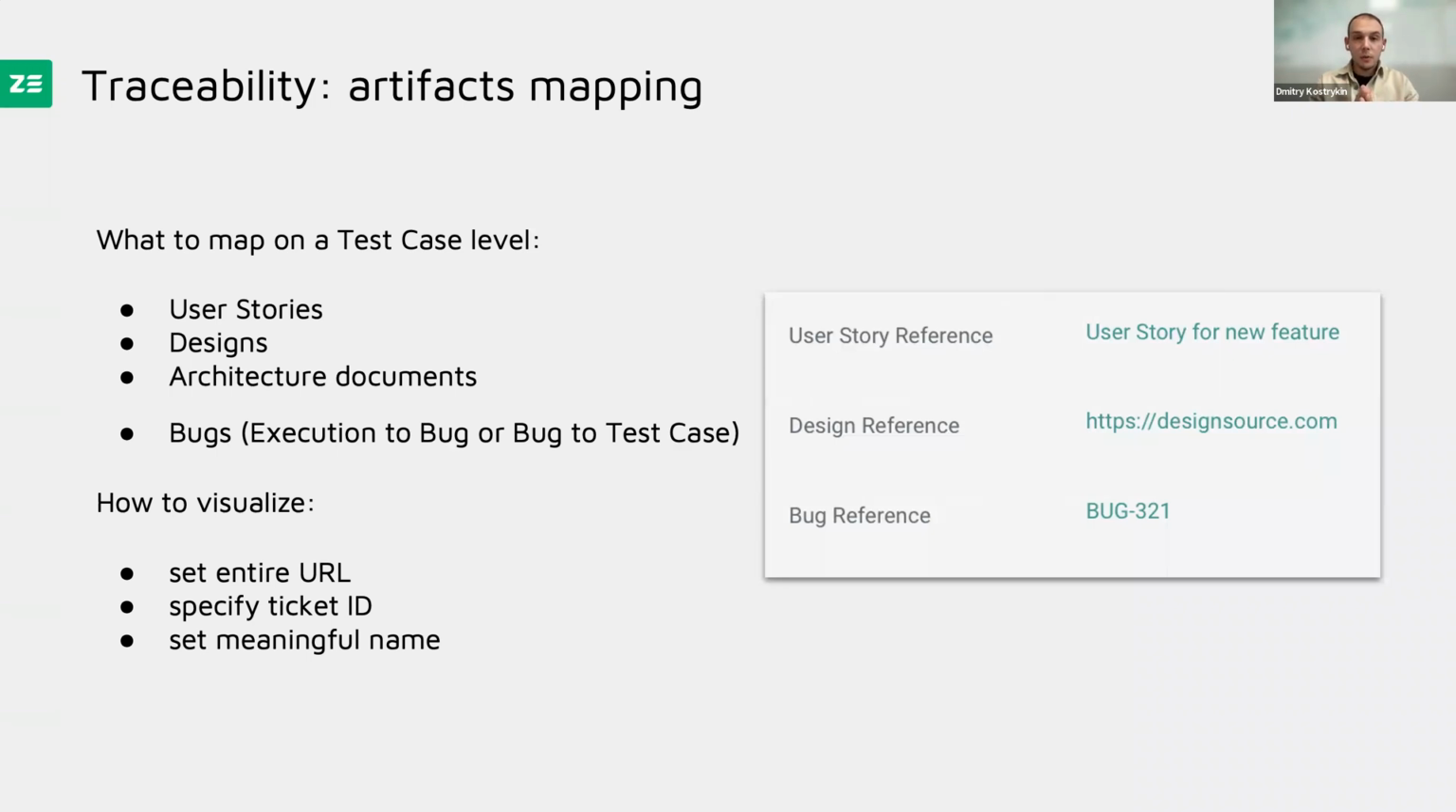Here are 3 examples of linking project documentation. You can set the entire URL. You can specify ticket ID. This might be useful for bug IDs or for user stories IDs. And using the specific markup language, you can also specify a meaningful title for your link, so that it will be leading to a specific link, but will be clear for you where it goes.